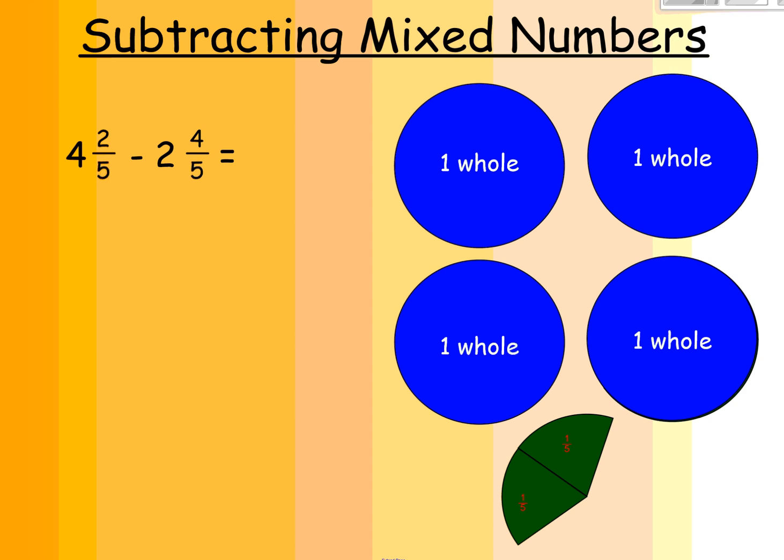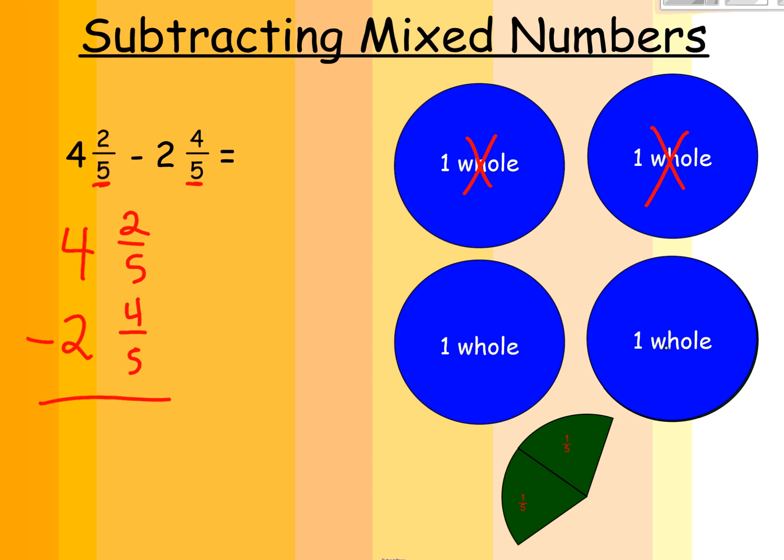Now let's look at subtracting mixed numbers when you have to do some regrouping. So for this example, 4 2/5 minus 2 4/5, I can't take away 4/5 from 2/5. So if I look at it this way, you can see I'm going to have to do some regrouping. I can do 4 minus 2, but now I cannot take away 4/5.